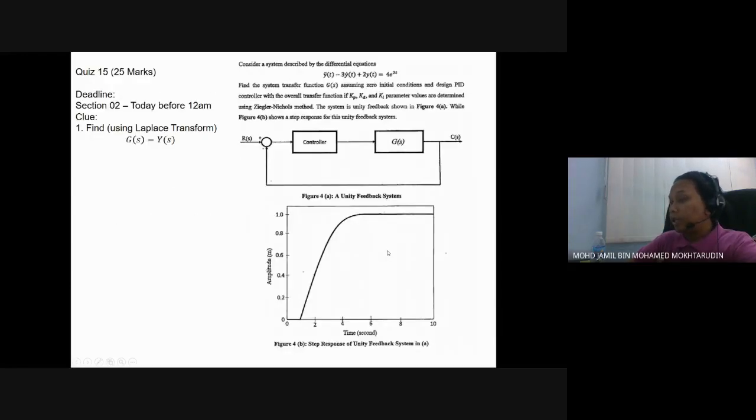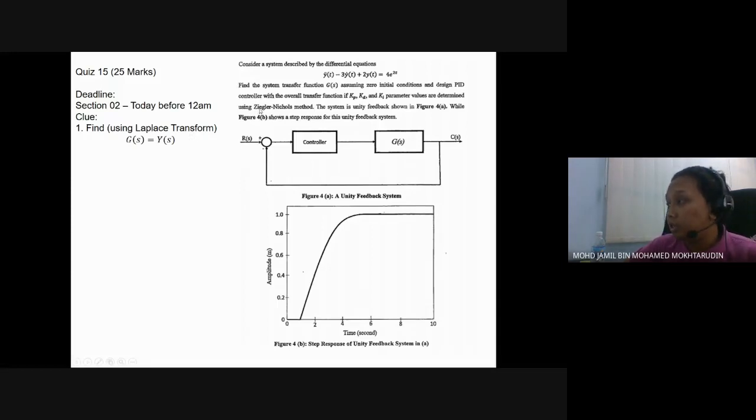So this is your quiz. Submission is today before 12 a.m. And this is a past year question. The first thing you need to do is to determine the transfer function G(s). G(s) is determined from this differential equation, so you use the Laplace transform. That's the first step.